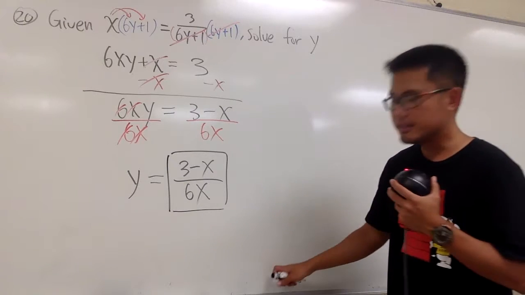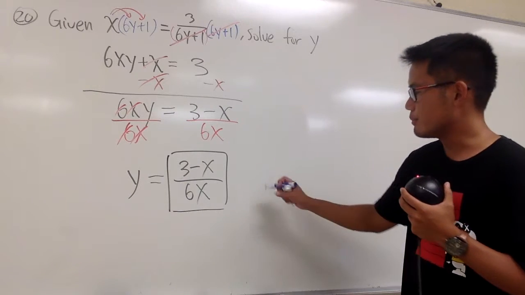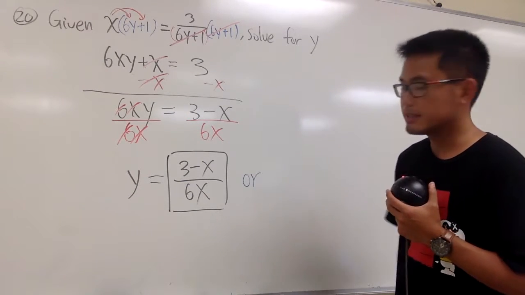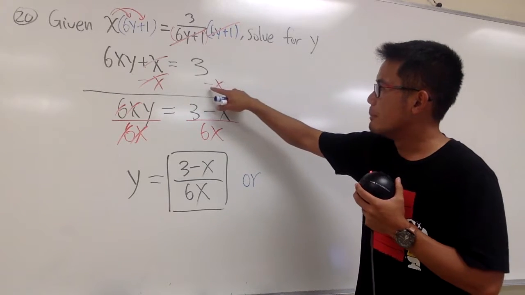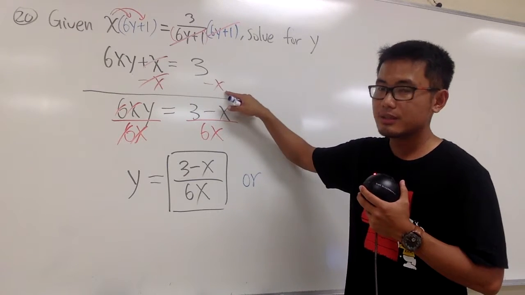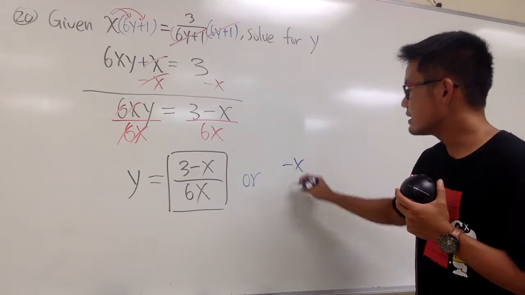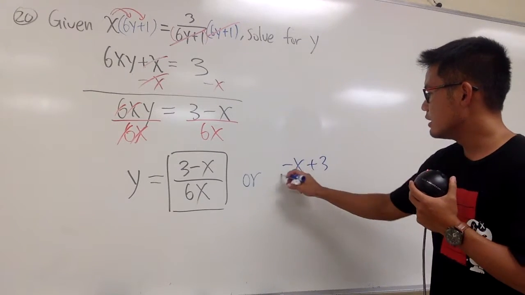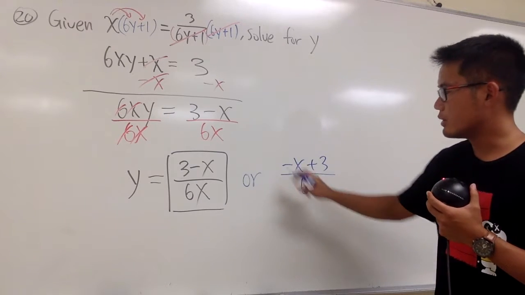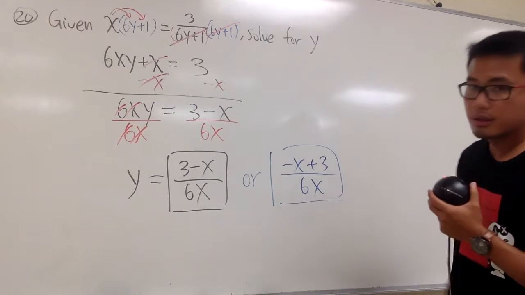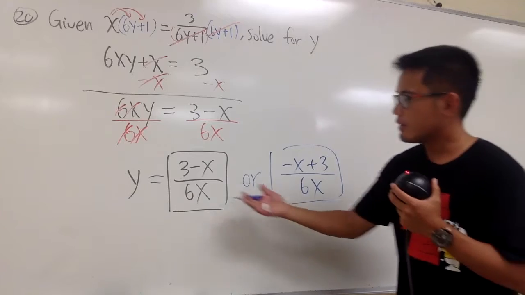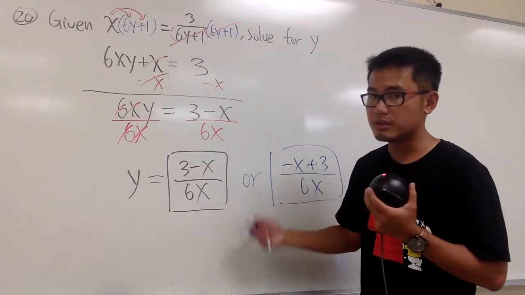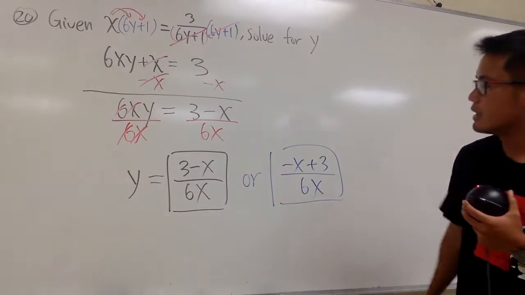Another way to write down the answer, let me just write it down in blue for you guys. Maybe earlier I put down the negative x first, right? So I will have negative x and then plus 3 and then all over the 6x. This is okay too. This is another way to write it. And we prefer to have one big fraction for the final answer, either this or that.